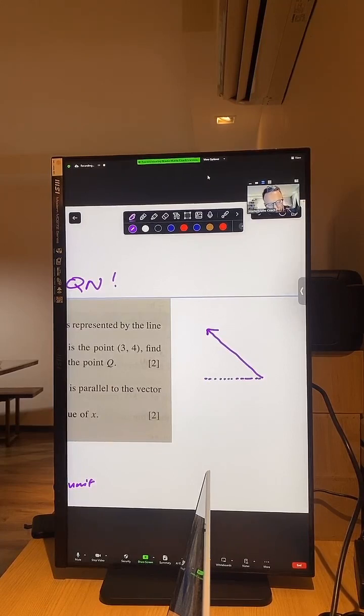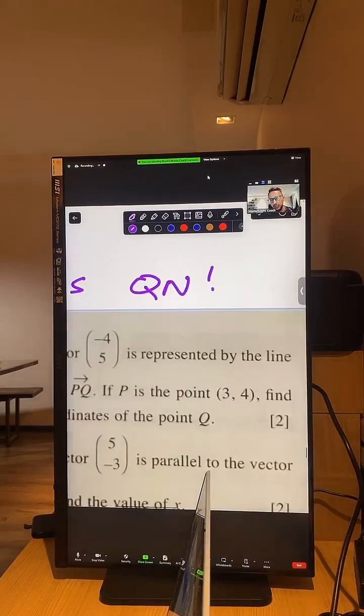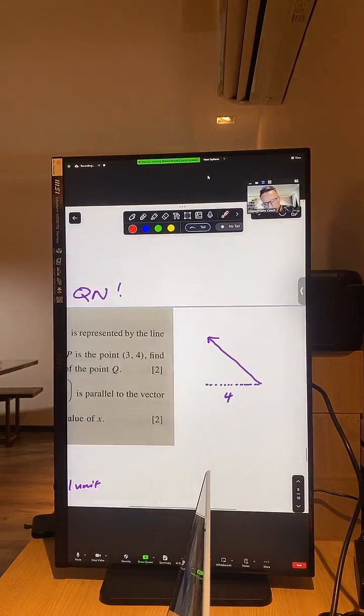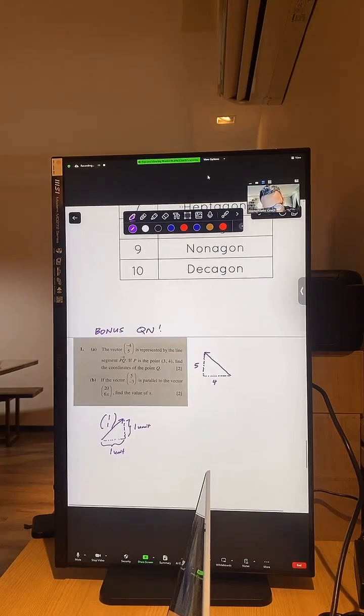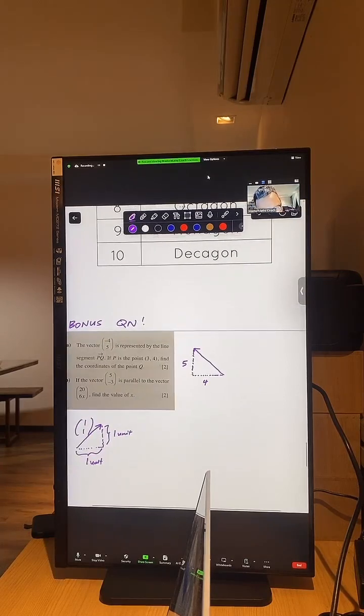So this is 4 units, but 4 units in the left direction. Because of it going to the left, you have your negative sign over there. Now 5 units in the y direction. What is the name of the vector? PQ. So this is P, this is Q. This is your arrowhead over here.